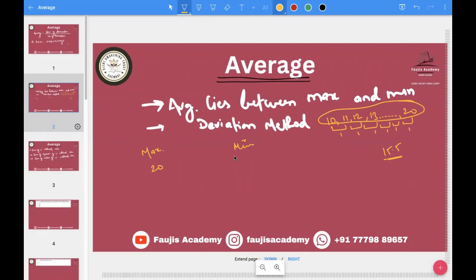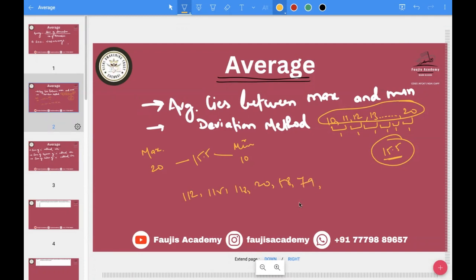20 and 10. Absolutely. 20 and 10 is the max and the minimum data. And your average is what? 15.5. Now you tell me, does this number lie somewhere in between 10 and 20? Yes. Let's say you are given any number. Let's say you have been given the numbers 112, 115, 118, let's say 20, 58, 79.